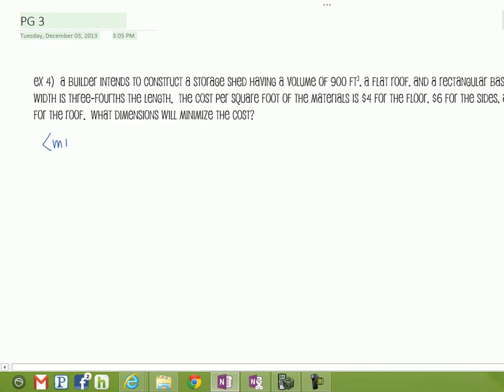So I want to minimize cost. I need a cost function. So I saw some cost here. The cost per square foot for the materials of the floor is 4 for the floor, the area of the floor, plus $6 for the sides. Remember, there's 4 sides, plus $3 for the roof. So there's my function, which has absolutely nothing in it right now, but let's take a look.